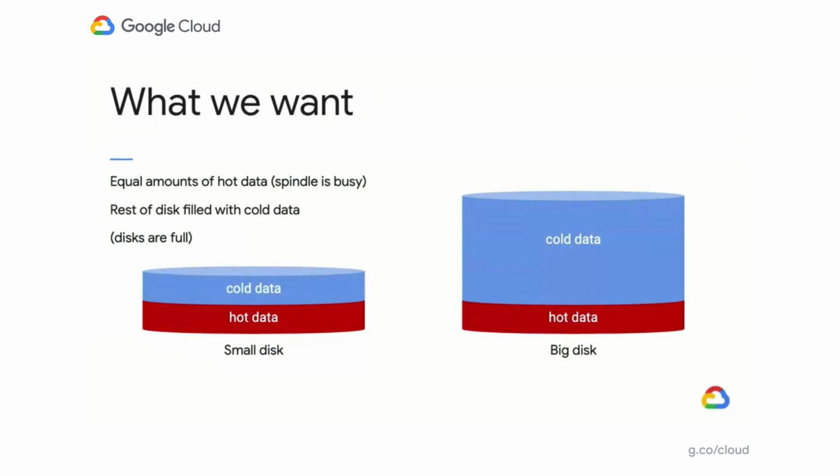Because each disk has roughly the same I/O bandwidth, what this means is that we'll have to keep hotter data evenly spread across all the drives in the cluster, and then we just fill up all the remaining space on each drive with cold bytes.